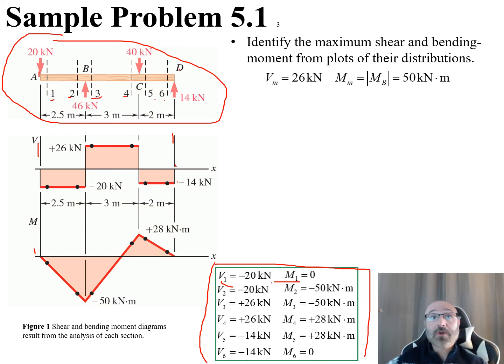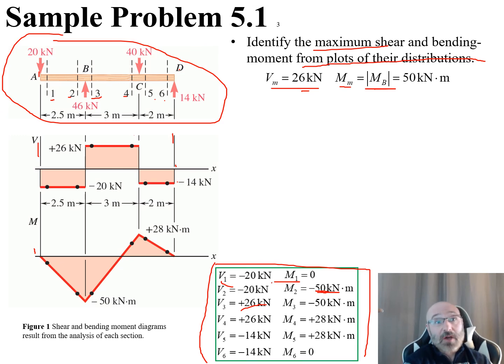Now with that, what I also want to do is identify my maximum shear and bending moments from the plots of the distributions right there. So take that information right there. Well, we find if I go down to all my values there, my max shear is 26 kilonewtons, that's right there. And my max moment right here is the absolute value of my moment at B right there, which is going to be my 50 kilonewton meters. So I take that information, I can come over here and I draw those in. Now I can see where those values come from right there, plug those in, and I draw my line straight down. So let's take a look at my shear diagram first.